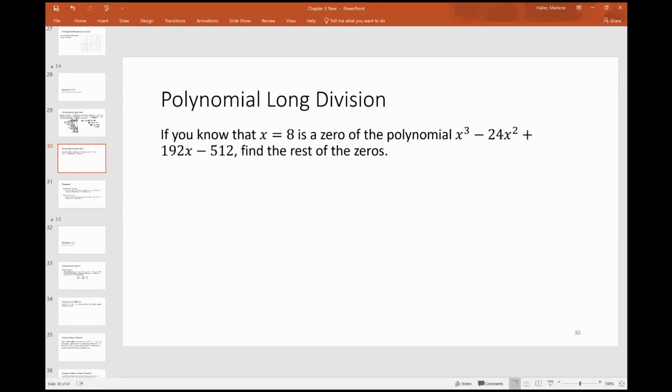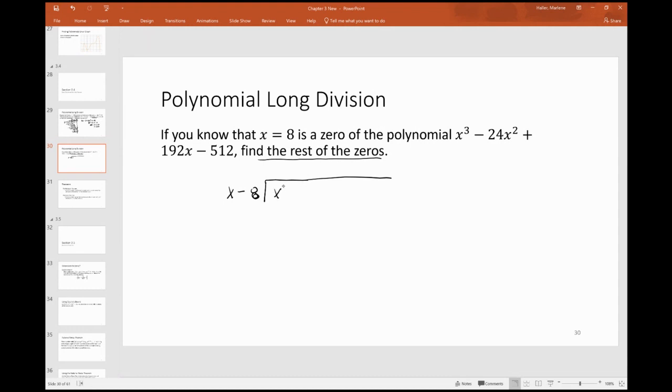Say we know that x equals 8 is a zero of the polynomial listed here, x cubed minus 24x squared plus 192x minus 512. Find the rest of the zeros. Well, let's first divide out that first one that we know. A zero of x equals 8 comes from a factor of x minus 8. So we want to divide the polynomial by x minus 8.